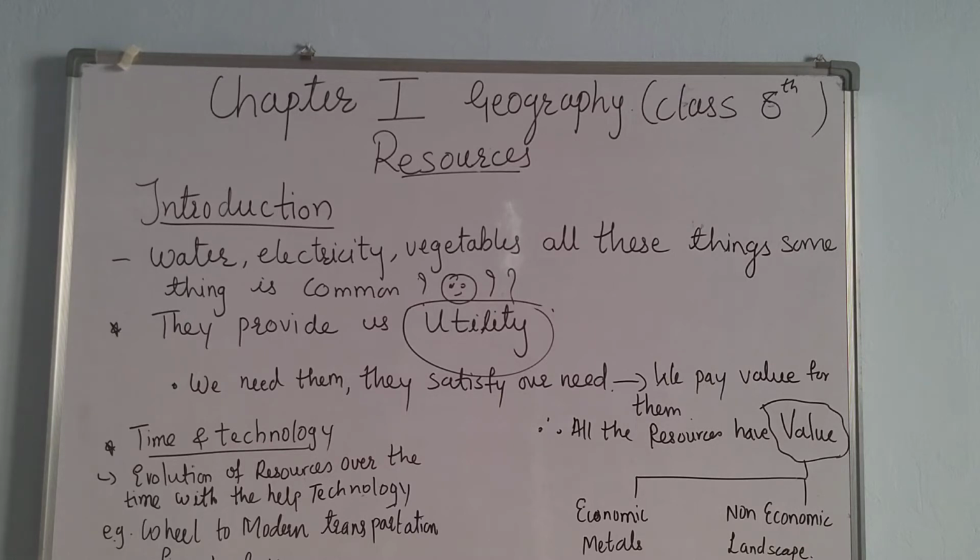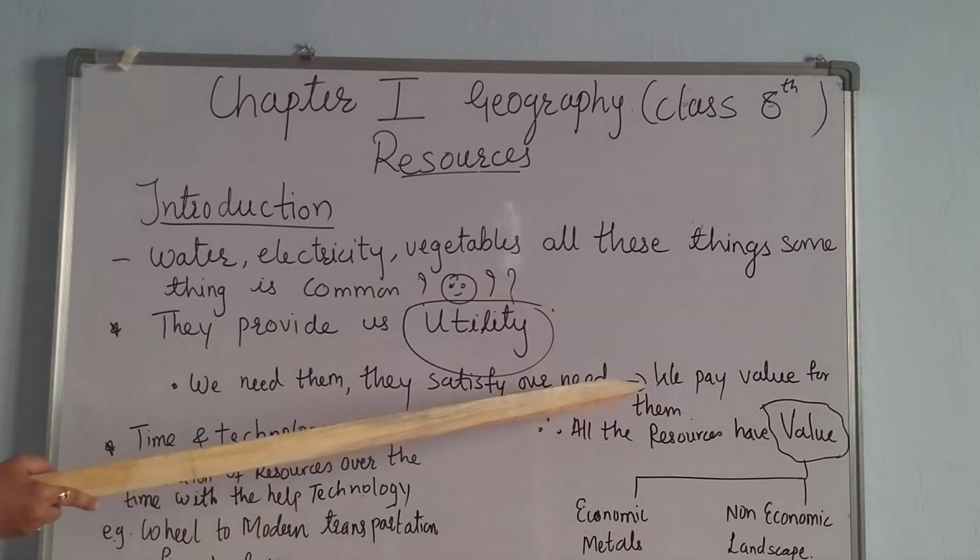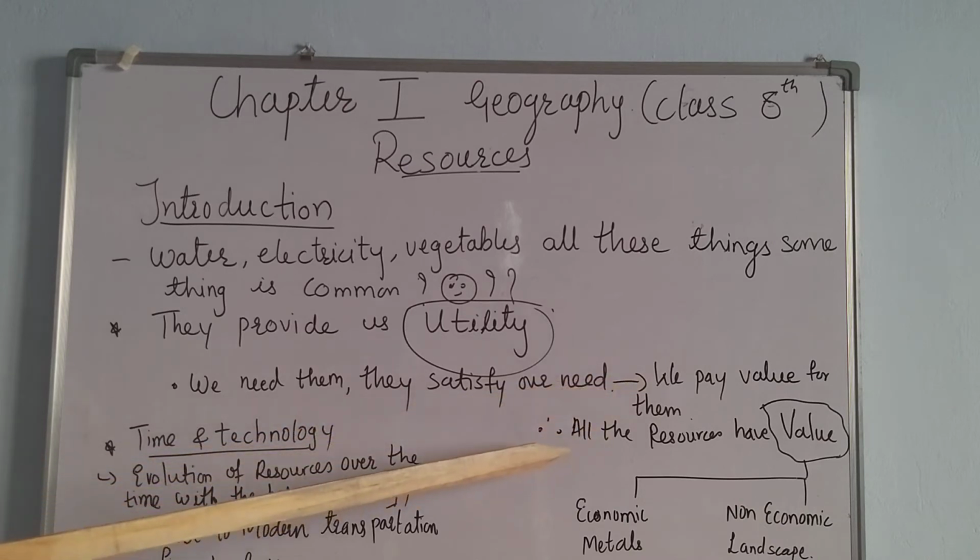I always remember that things become resources when they have value. If you are not using your knowledge, your parents are spending money and you are coming to school but not using your knowledge anywhere, so what is the use of that? Resources are more important when they have value, so we have to pay the value for them. All these resources have a value, right?